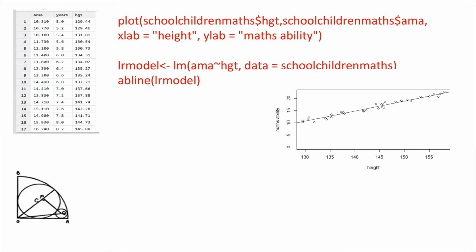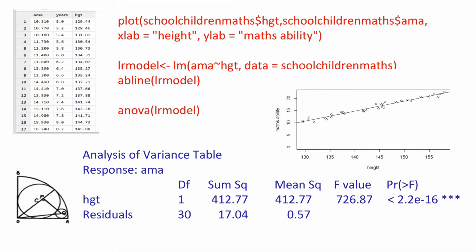We can also test the null hypothesis that there is no relationship between maths ability and height, and we do this by saying anova of that fitted model. And what we can see here is that we reject the null hypothesis that there is no relationship between height and maths ability at population level. So linear regression has led us to conclude that there is a relationship, but of course that relationship doesn't have to be causal.